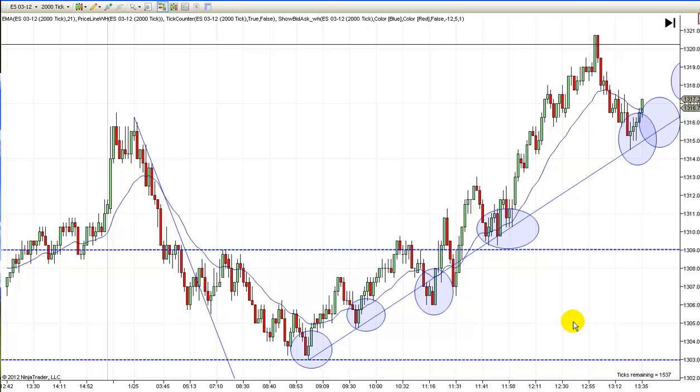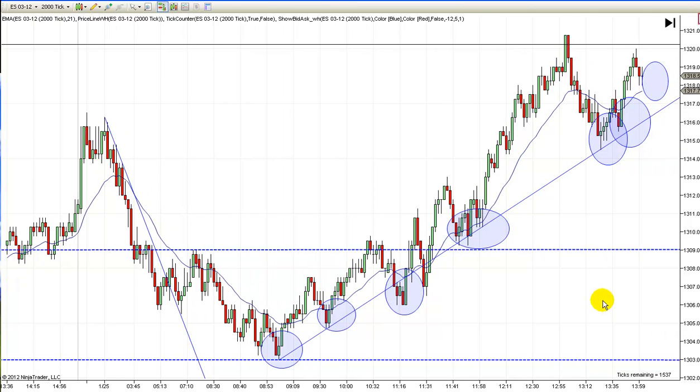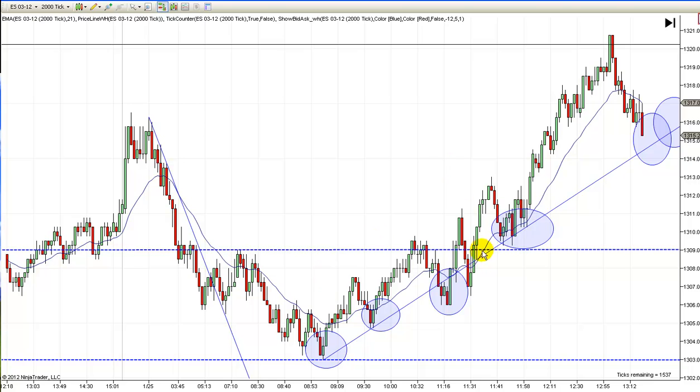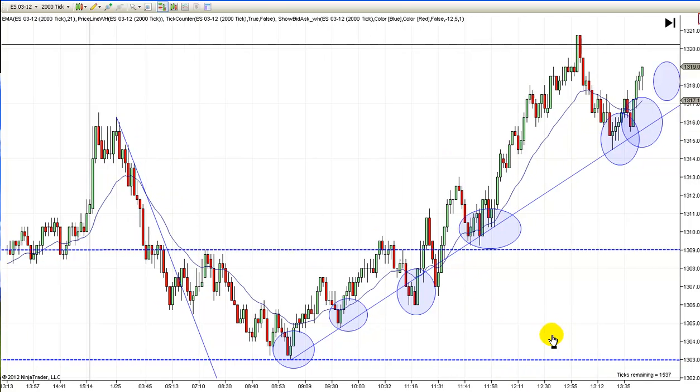I'm not saying that's the way you have to do it, because you could have held on and actually added back on here and kept adding on every time, and by the time you got up here, you would have made a bundle. But I don't like to do it that way, because too many times it doesn't continue on, it reverses and comes back and takes all your profits away.